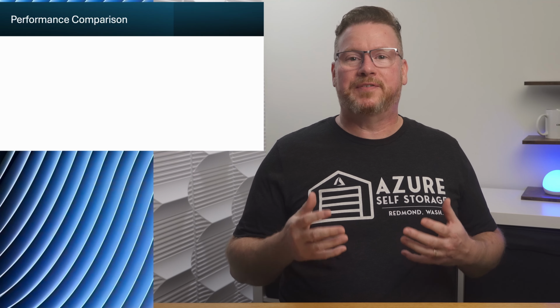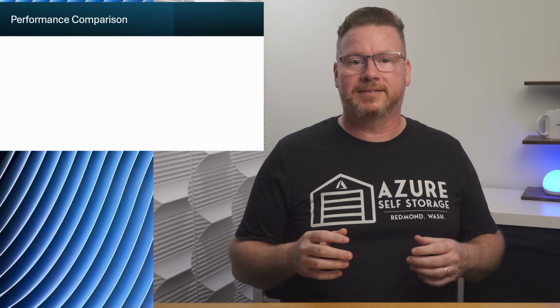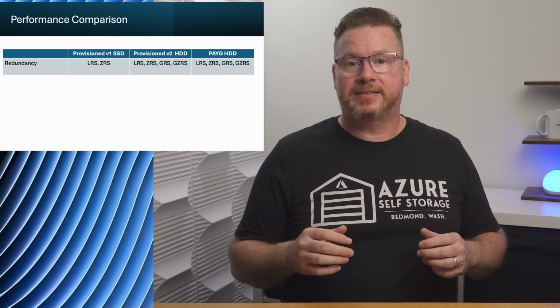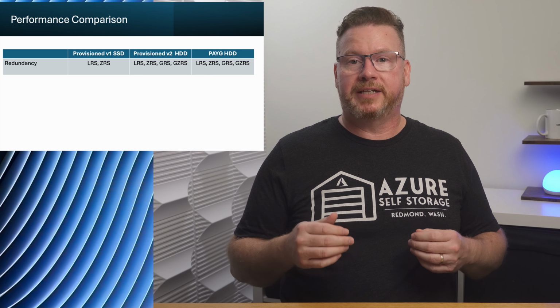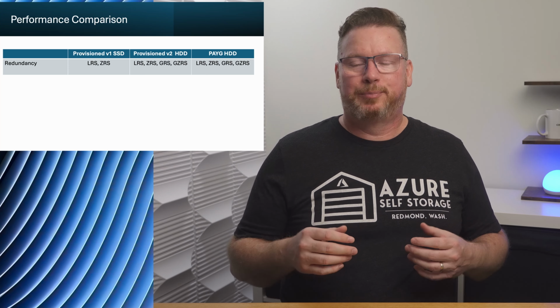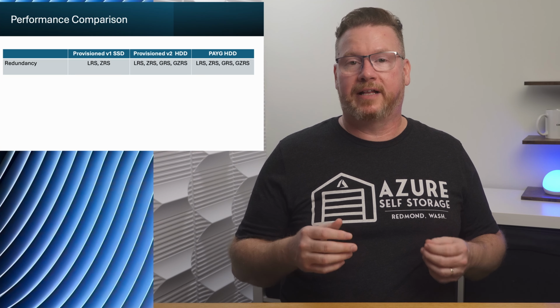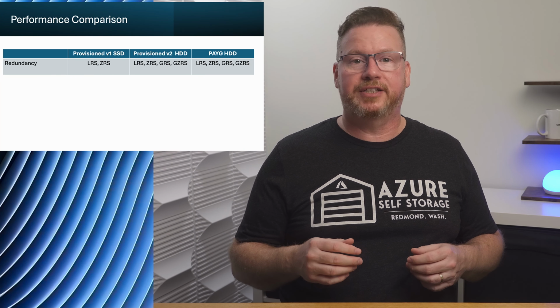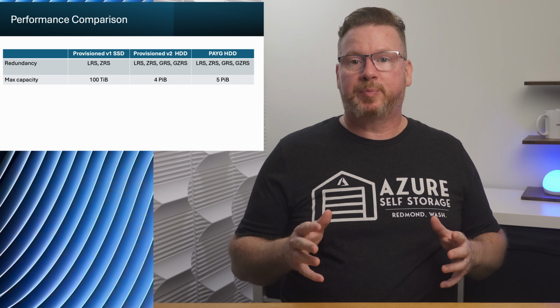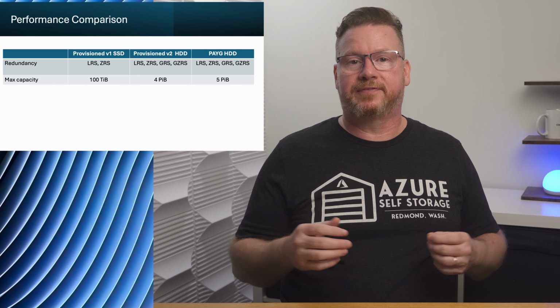Let's review some items of interest for each of our provision billing models. This is a comparison between the three. Provision P1, the premium SSD option, supports locally redundant storage and zone redundant storage. There's no geo-redundant option. Provision P2 and PAYG support LRS, ZRS, GRS, and GZRS. Both have geo-redundant options. The maximum capacity of the storage account is different for all three.